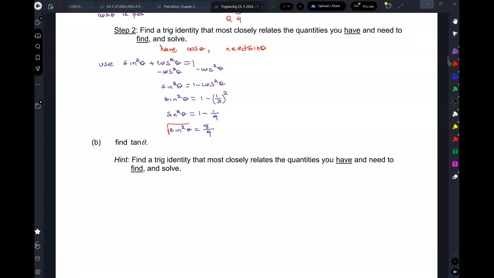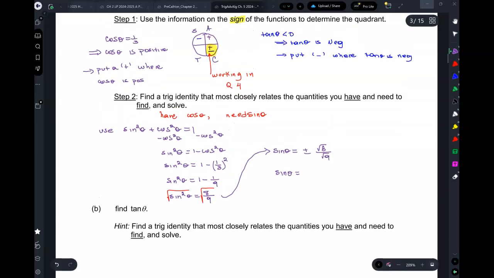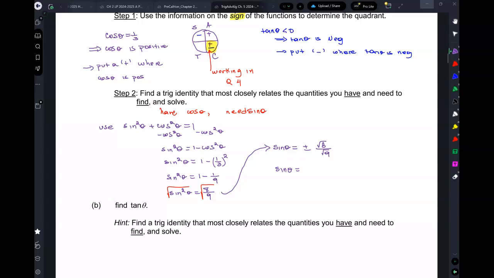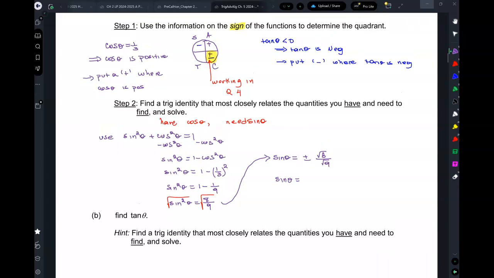Now, I take a square root of both sides. So sine of theta is equal to, when you take a square root of both sides, plus or minus root 8 over root 9. So sine of theta is equal to, okay, now we're at a fork in the road. Do I choose the plus? Do I choose the minus?